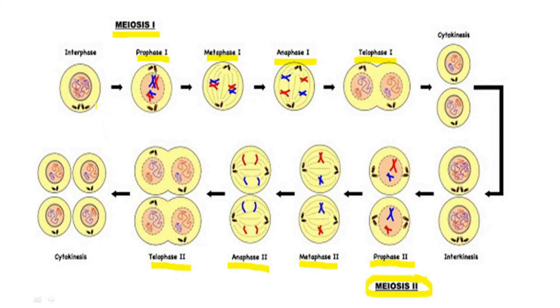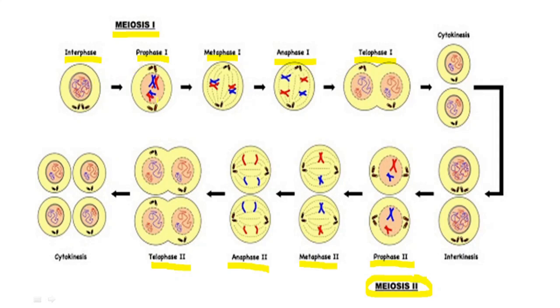Now the cell, like in mitosis, first undergoes the period of interphase. In interphase, the DNA will duplicate, forming the chromatids, and then the centromeres also are formed in case of animal cells. So that is the interphase. Then it starts with prophase 1.